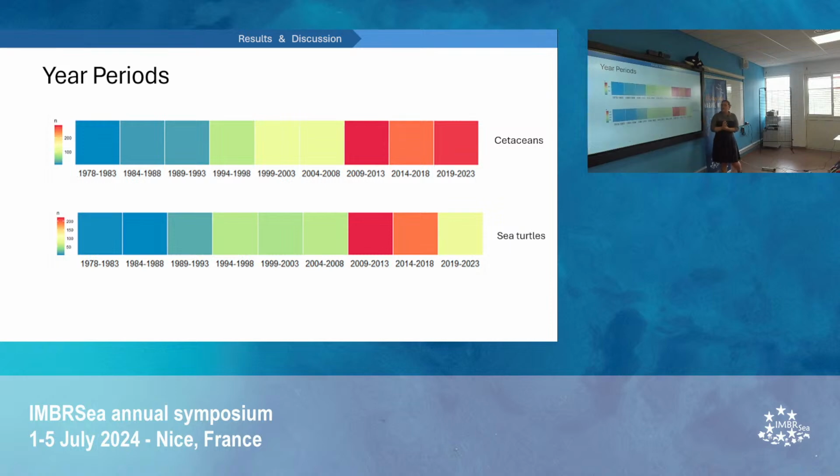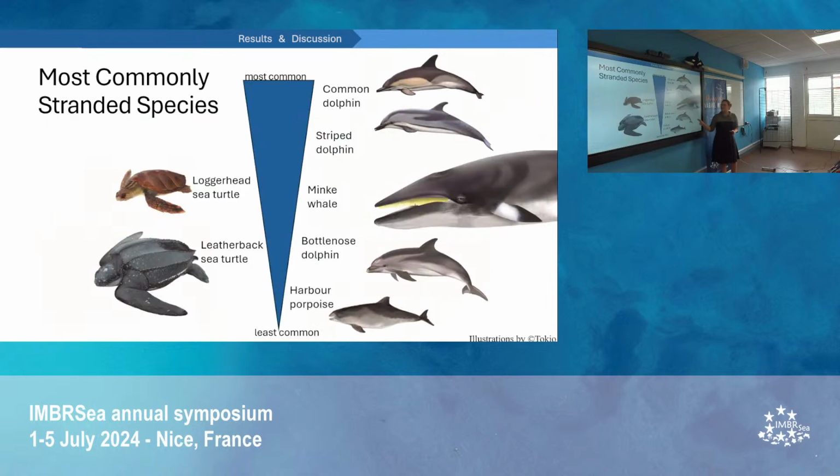We can also see this in the significance of our year periods, our red year periods having the most amount of strandings, our blue year periods having the least. And these last 3 year periods for both cetaceans and sea turtles were statistically significant compared to earlier periods. So we're having more strandings recorded in these year periods.